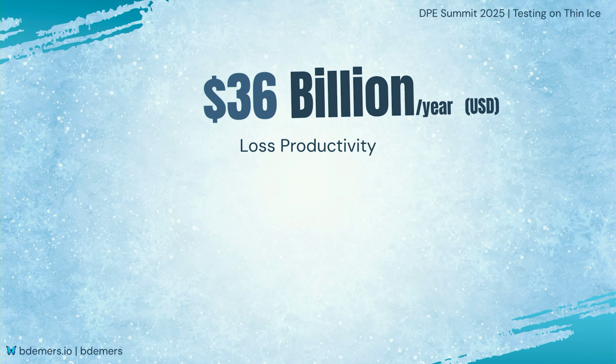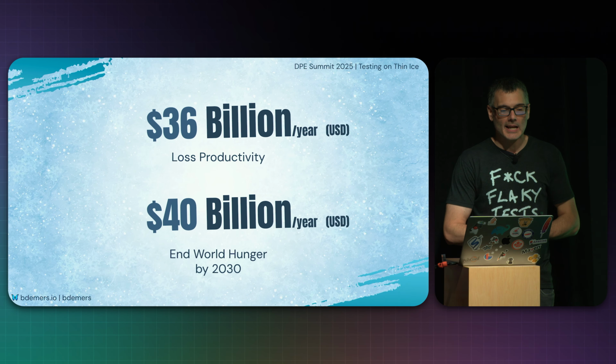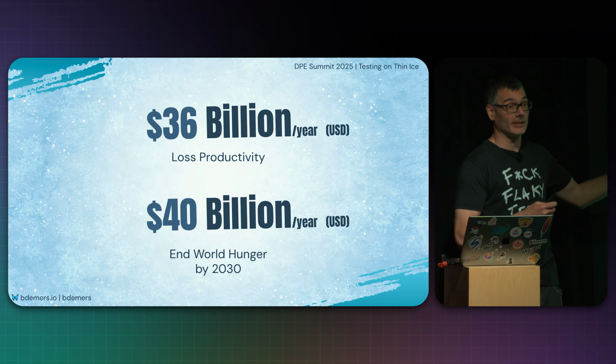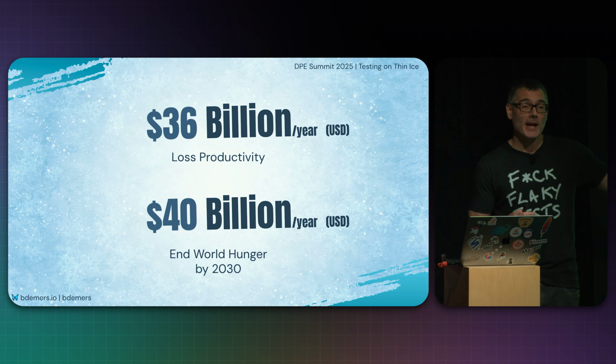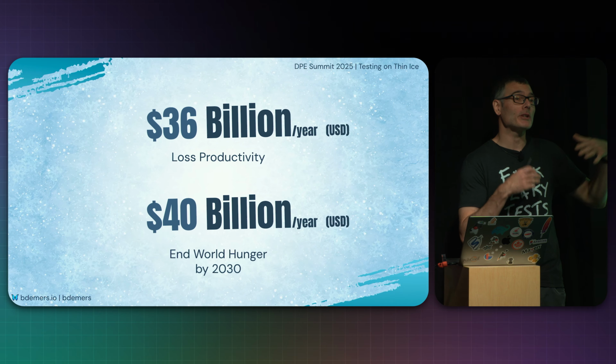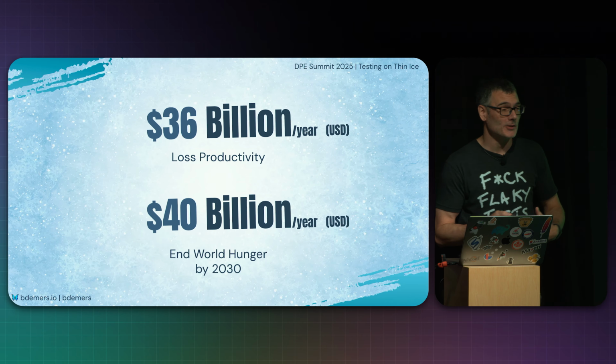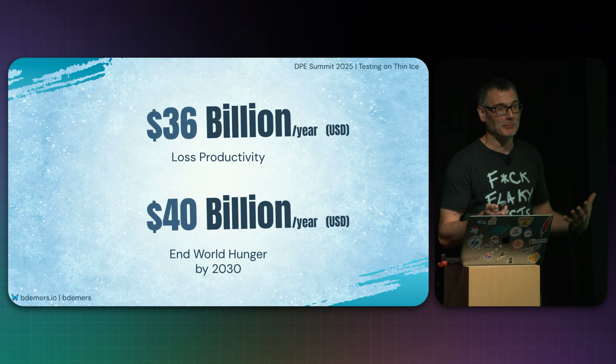Okay, so we like to start off with some sort of big bang, right? It's estimated that 36 billion, with a B, dollars is wasted every year on developers, basically lost productivity based on rerunning flaky tests. And there's another sizable number here. We could end world hunger with about 40 billion. So we spend about as much money rerunning tests as it would cost to end world hunger. So maybe we should fix this problem.